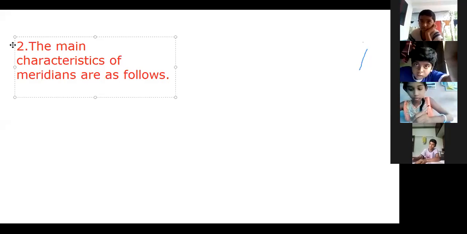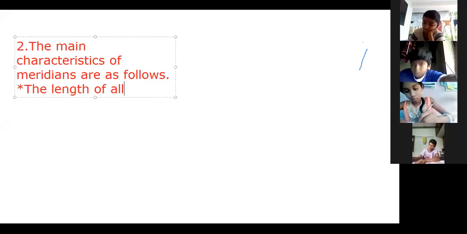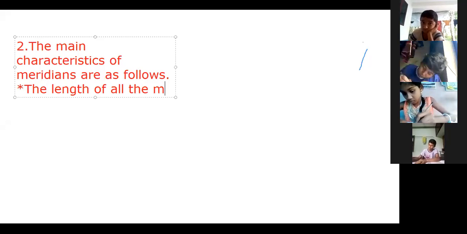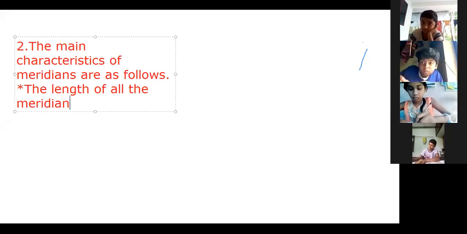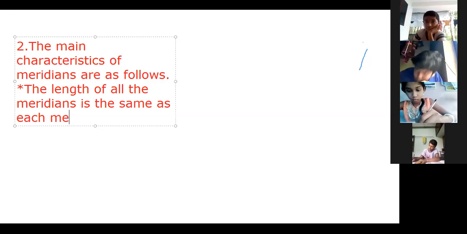First point, the length of all the meridians is the same, as each meridian is a semicircle.